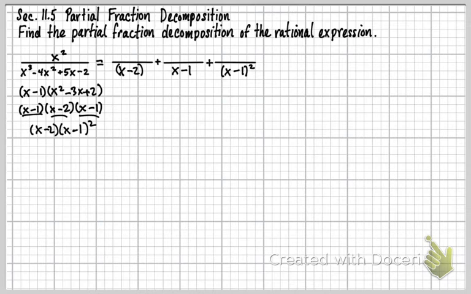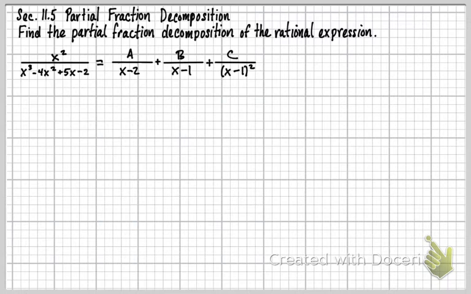Now again, they're all degree 1 on the bottom except for the last one. But since that's a multiple factor, the top is still going to be degree 1. So we're going to end up with an A, and then a B here, and then a C here. So now from there, we just do what we normally do.